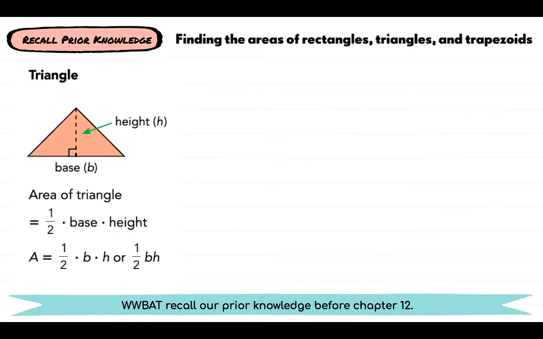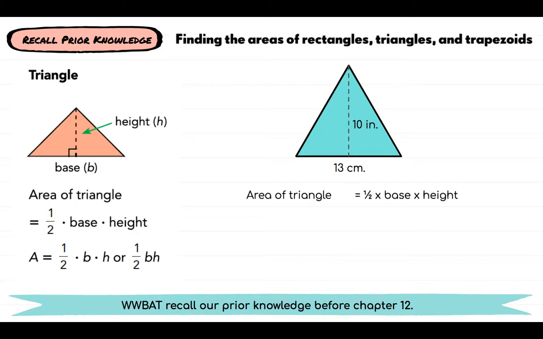For a triangle, we use the formula 1/2 times base times height, because the area of a triangle is half of a rectangle of the same base and height. So for example, if this triangle has a base of 13 centimeters and a height of 10 centimeters, you can write the formula 1/2 times 13 times 10. And because 10 can be divided by 2, I divided 10 by 2 and that gives me 5. So now I have 5 times 13, which equals 65 square inches.